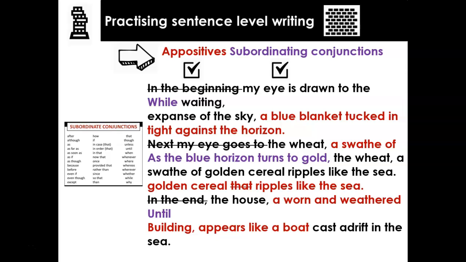Okay, so while waiting, my eye is drawn to the expanse of the sky, a blue blanket tucked in tight against the horizon. Now I've added another subordinate conjunction. As the blue horizon turns to gold, the wheat, a swathe of golden cereal, ripples like the sea. Now I've begun to make some changes there in other ways. Now, in the end, the house, a worn and weathered building, appears like a boat cast adrift in the sea, becomes until the house, a worn and weathered building, appears like a boat cast adrift in the sea.